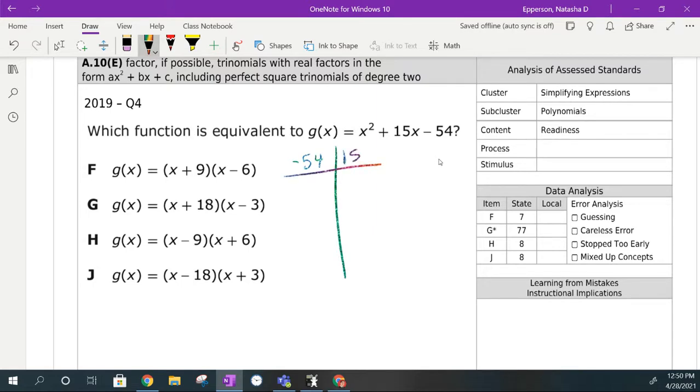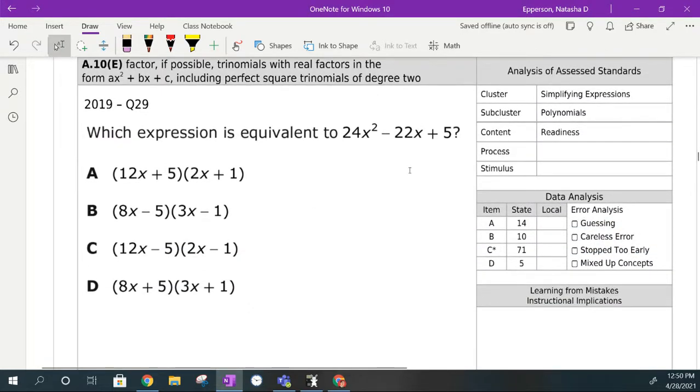I'm going to use what I have here as an answer choice as a possible. I'm going to say 9 times negative 6, and then I'm going to do 9 minus 6. I'm going to add these terms together. That gives me 3. So that's out as an answer choice, so I'm going to cross it out. Then I'm going to try 18 times negative 3. 18 minus 3 does equal positive 15. So these are the factors that we want to use, so our answer is G.